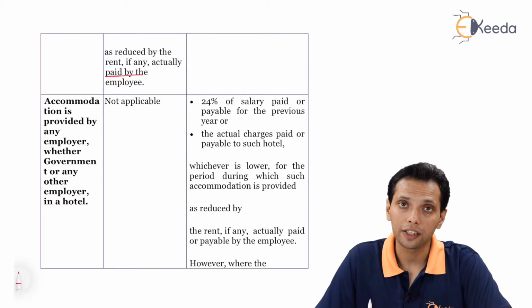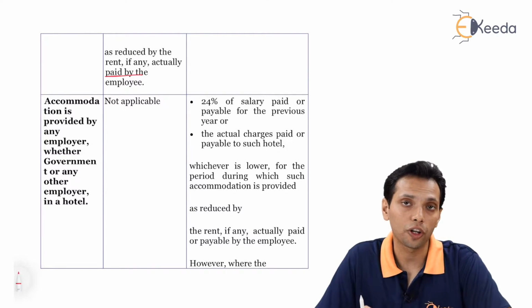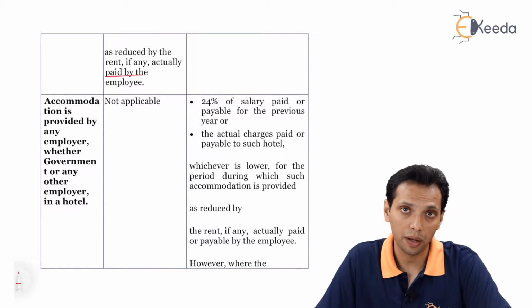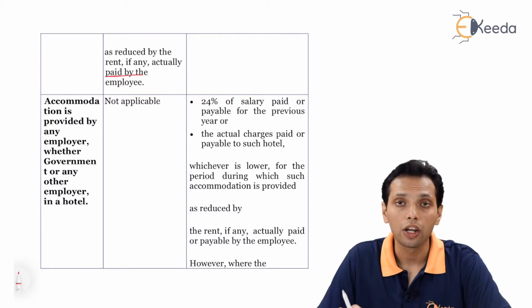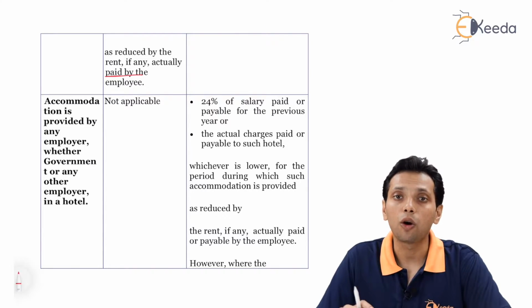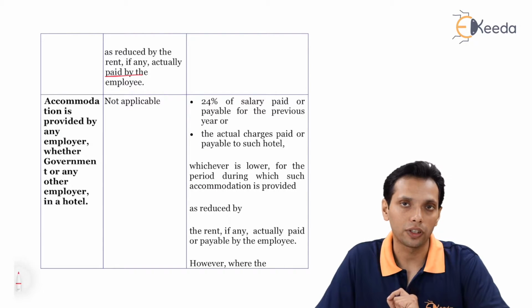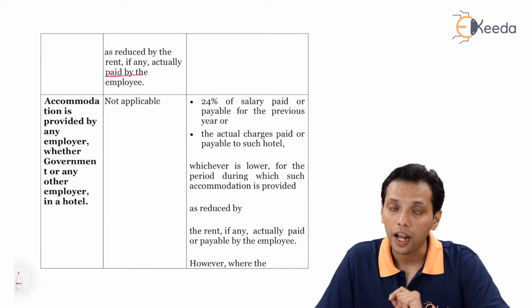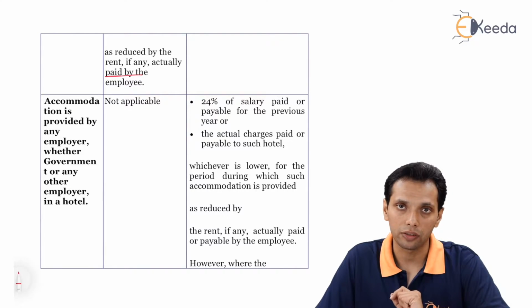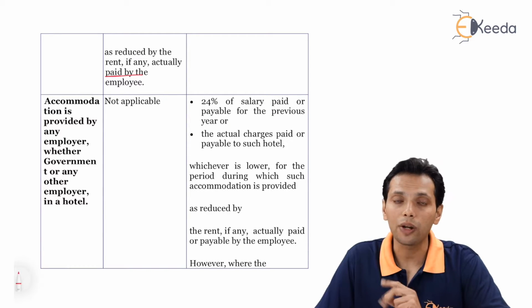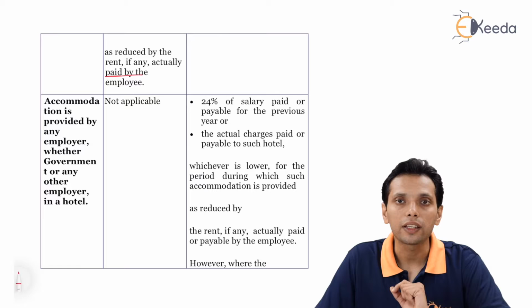Now the third category is where the accommodation is hotel accommodation provided either by the central government, state government, or a private employer. It could be any other employer. So for any employer providing hotel accommodation, the perquisite value will be 24% of the salary of the employee or actual hotel expenses, whichever is lower between the two.